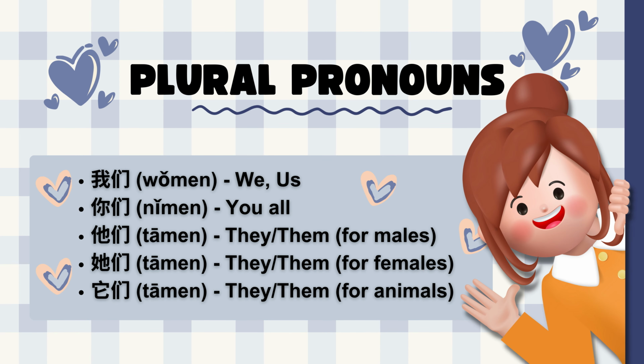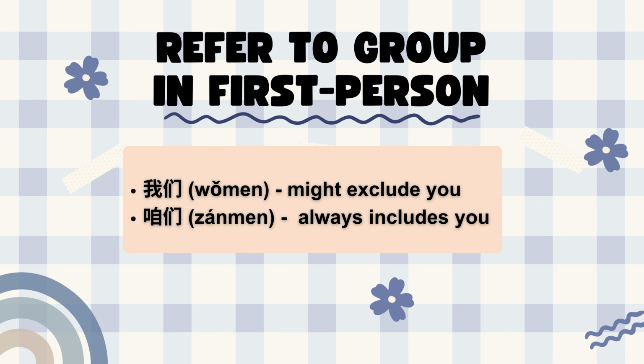Now here's a cool trick. You can make all the pronouns you just learned plural by adding 们 to them. 我们 we, us, 你们 you all, and 他们 for they, them, whether you're speaking about males, females, or animals. And when you refer to a group in the first person, you have 2 options, 我们, which might exclude you, and 咱们, which always includes you.